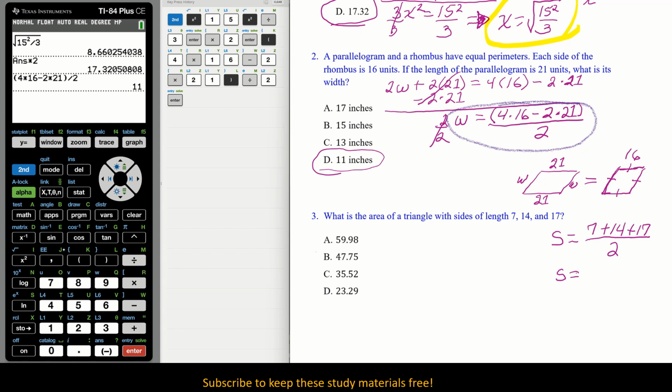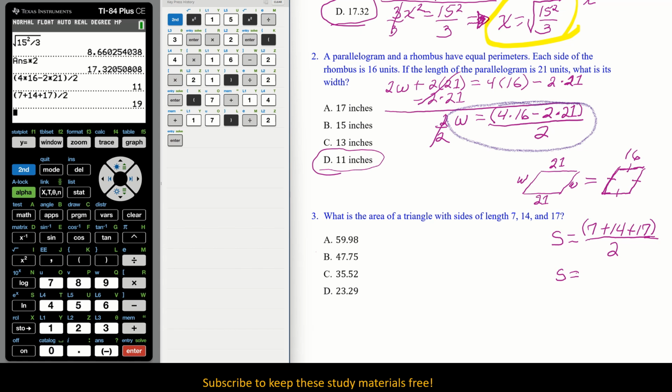All right, so you've got to use parentheses around the numerator because we are, quote unquote, mixing addition and division. So we'll say they're a different level of operation. So 7 plus 14 plus 17, close my parentheses, and I'll divide by 2, and that is 19.